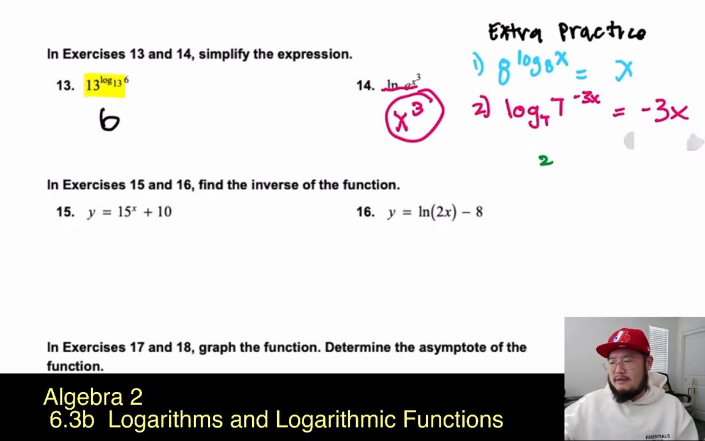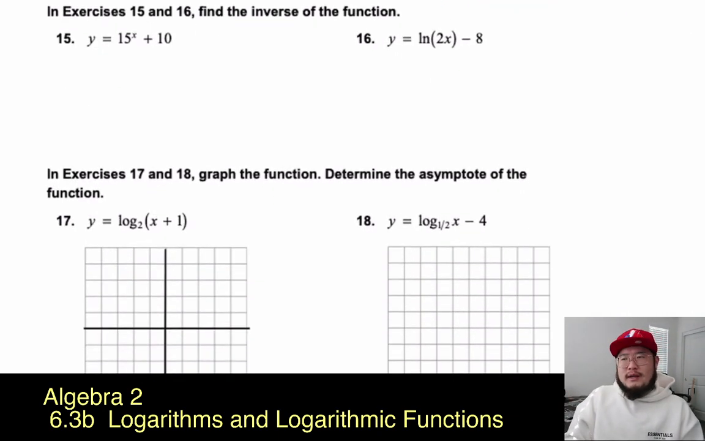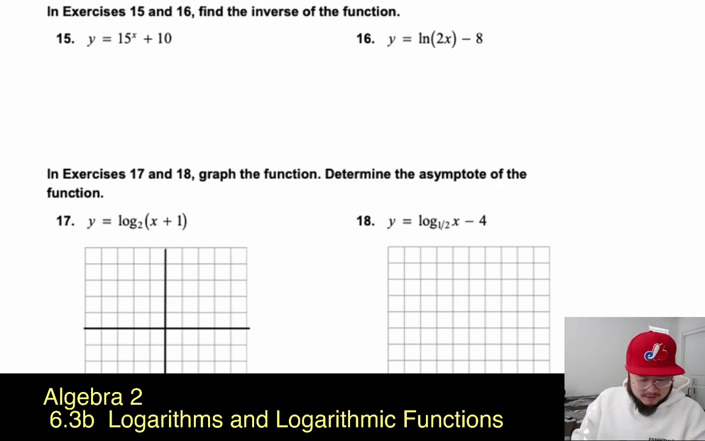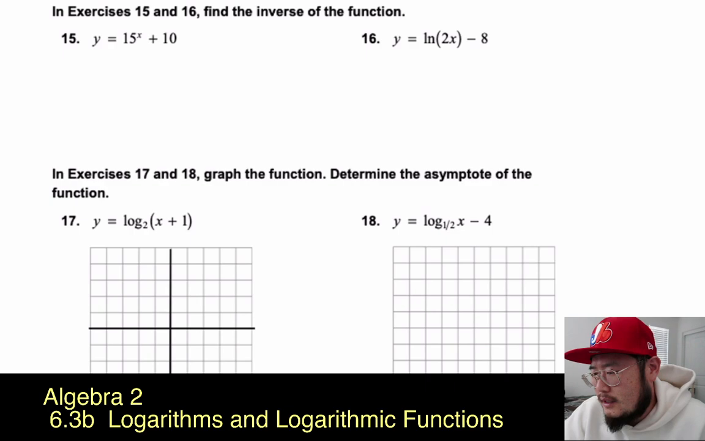We want to find the inverse of the function. If you remember before, in order to find the inverse of functions, you had to switch x and y and then solve for y again. And so that right there will be the same thing that we will do right here. Okay, we will execute the same thing. So let's start off. Let me go ahead and switch x and y. I have x is equal to 15 to the y power plus 10.